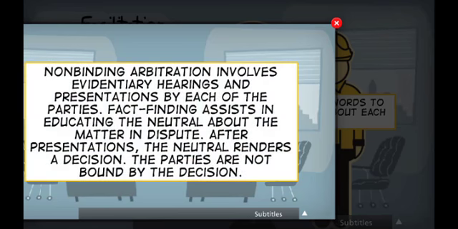Non-binding arbitration involves evidentiary hearings and presentations by each of the parties. Fact-finding assists in educating the neutral about the matter in dispute. After presentations, the neutral renders a decision. The parties are not bound by the decision.